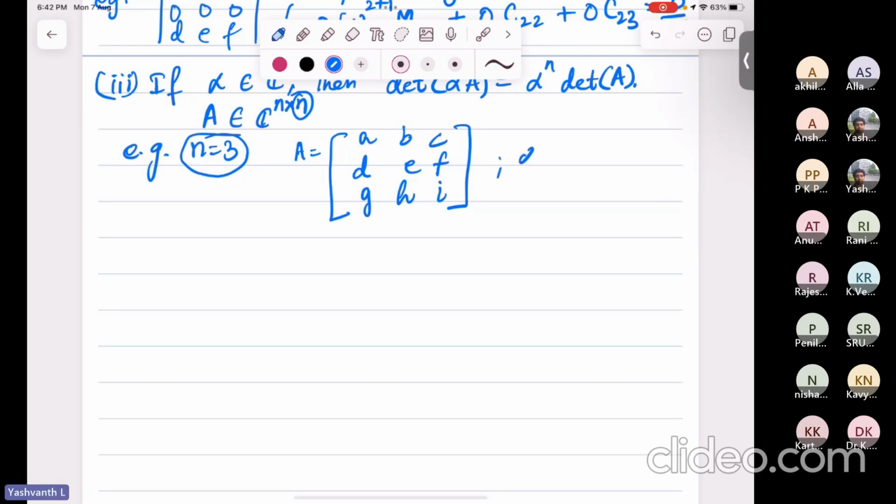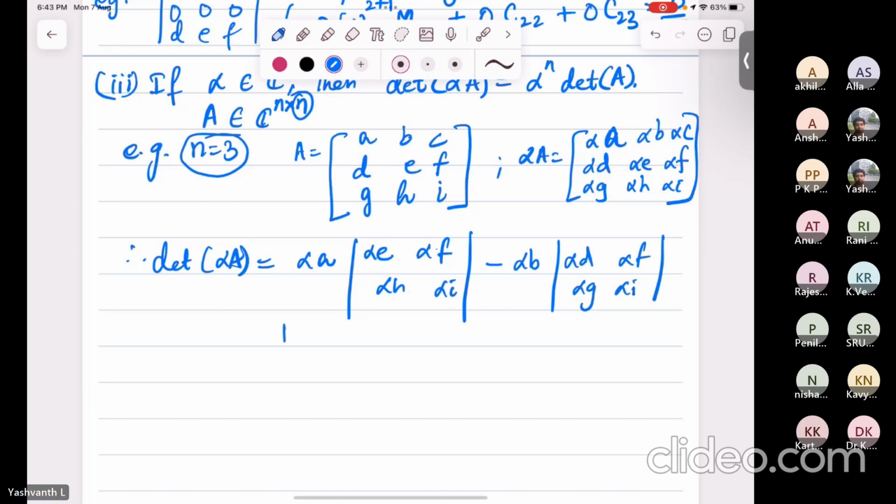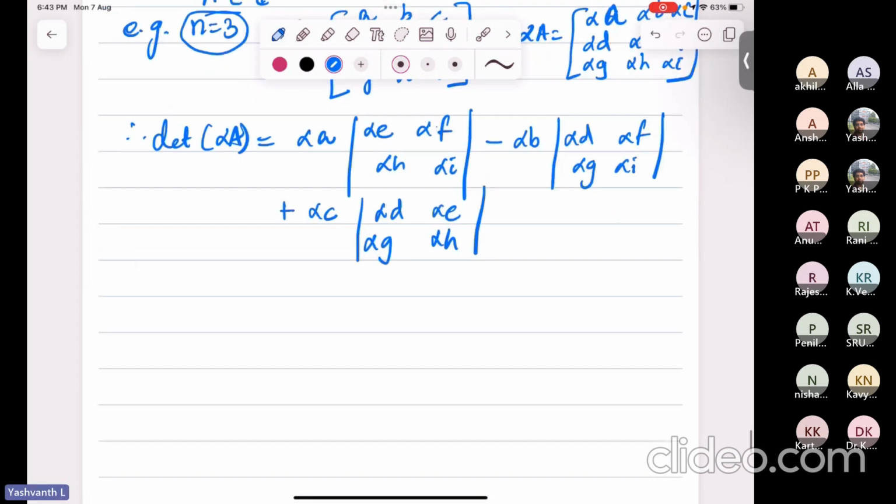Now, matrix αA is nothing but αA, αB, αC, αD, αE, αF, αG, αH, αI. Okay. Therefore, the determinant of αA is just αA times (αE, αF, αH, αI), minus αB times (αD, αF, αG, αI), plus αC times (αD, αE, αG, αH). Okay. Now, if you expand this, what do you get?